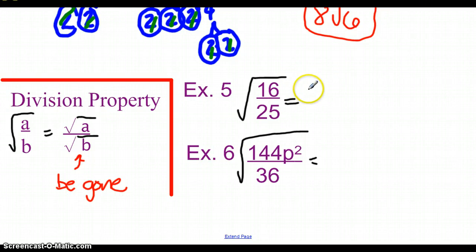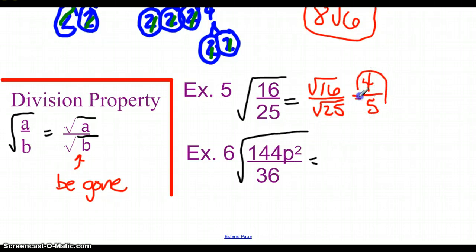So in this one, if I looked at these, first of all, I know 16 and 25 are both perfect squares. So if I go through and separate them, the square root of 16 is 4. I know that's a perfect square. The square root of 25 is 5. And this would be my final answer.